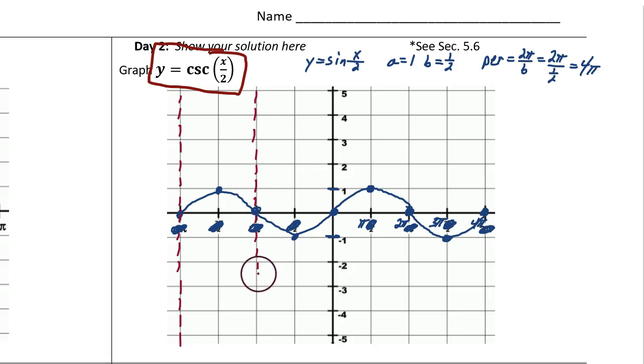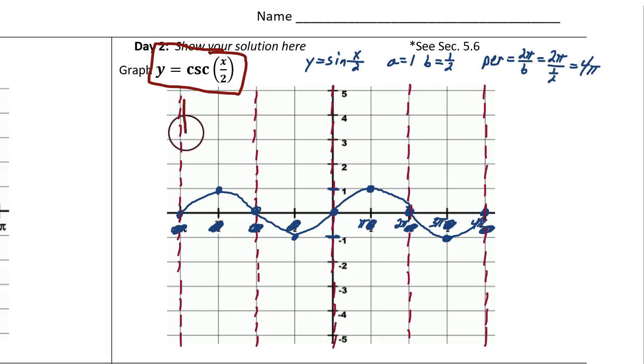If the sine is equal to 0 at these points, and cosecant is the reciprocal of sine, you can't find the reciprocal of 0. That's why we're drawing these asymptotes. Now we're ready to graph the cosecant function.